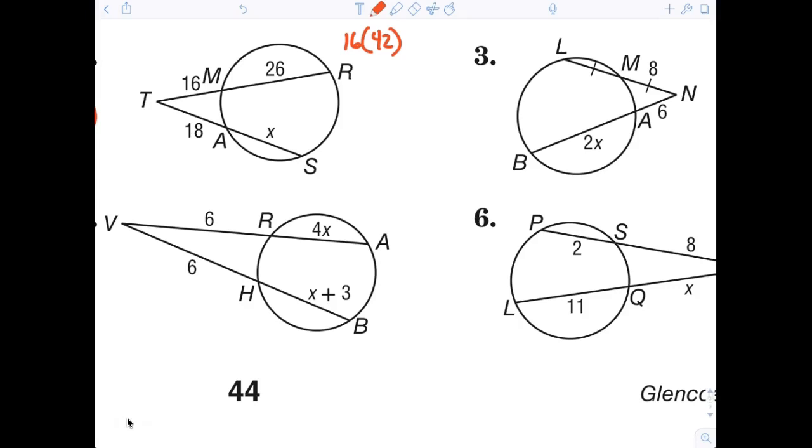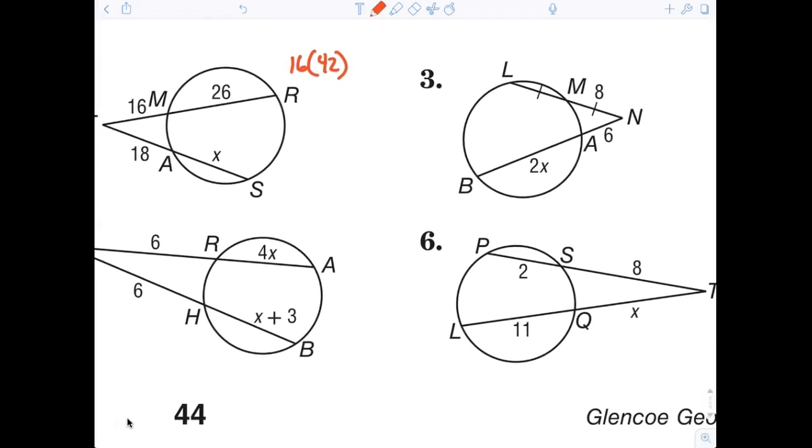So now I have 16 times 42 is equal to what? 18 times 18 plus x. Now, practicing with the calculator. On your calculator, how do you type it in? Okay, go. 16 times 42 divided by 18 minus. That's the answer. Beautiful. That's exactly right.